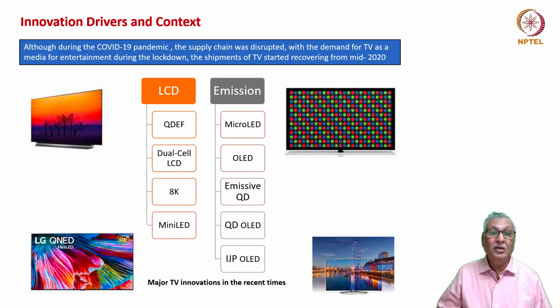Differentiation occurred in this way. LCD itself has quantum dot, dual cell LCD, 8K, and now mini LED with LCD back panel. Emission controlled, that is self-emitting LEDs or MicroLED, OLED, emissive QD, QD OLED, IJP OLED. These are all differentiators for the two branches of technology called LCD and self-emitting displays, both of them being the fundamental innovations of that nature.